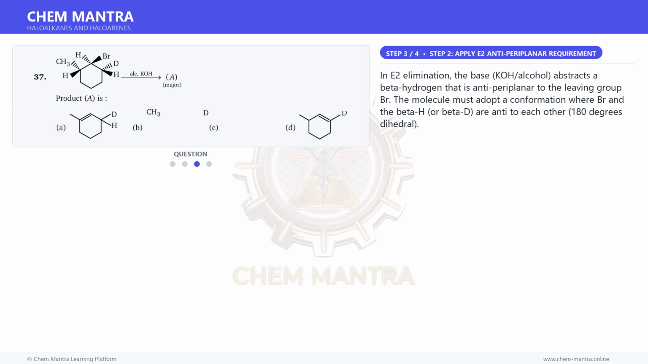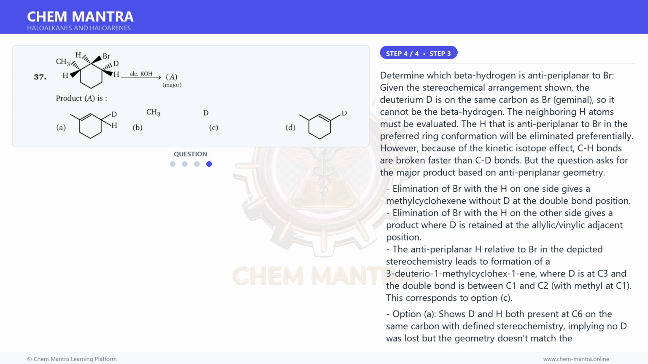Moving on to the next step. In E2 elimination, the base, KOH alcohol, abstracts a beta hydrogen that is anti-periplanar to the leaving group Br. The molecule must adopt a conformation where Br and the beta H, or beta D, are anti to each other, 180 degrees dihedral. And for the final step, determine which beta hydrogen is anti-periplanar to Br. Given the stereochemical arrangement shown, the deuterium D is on the same carbon as Br, geminal, so it cannot be the beta hydrogen. The neighboring H atoms must be evaluated.